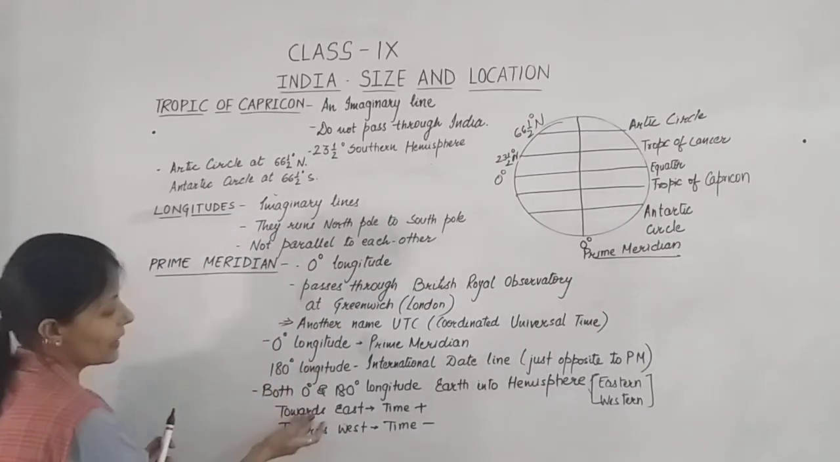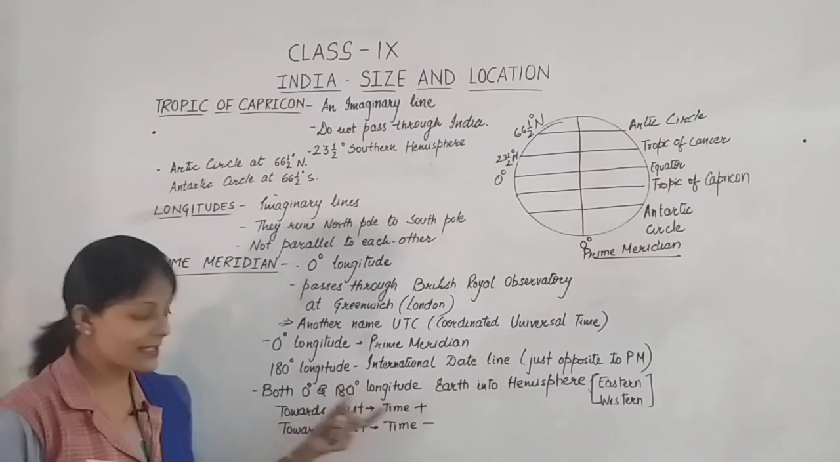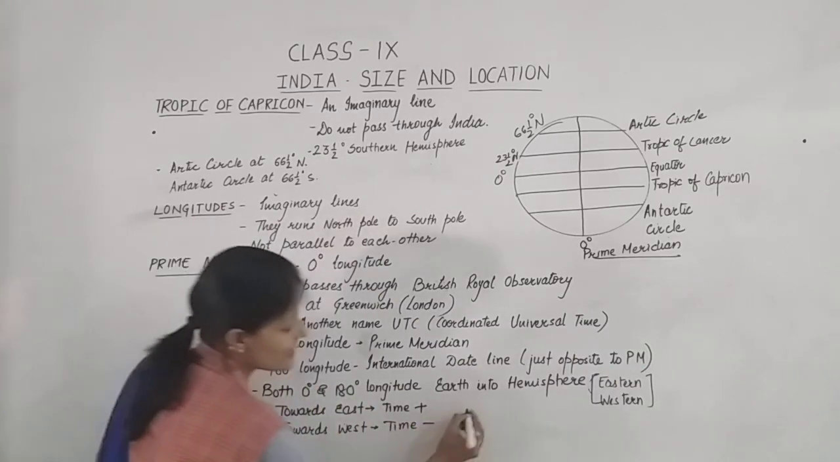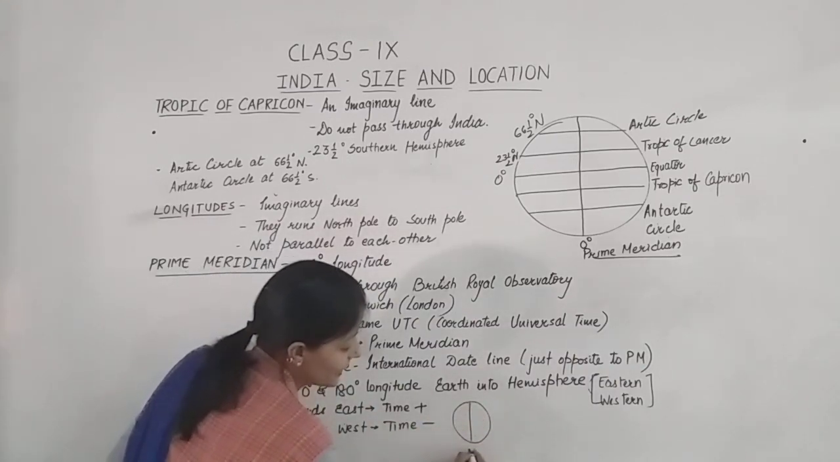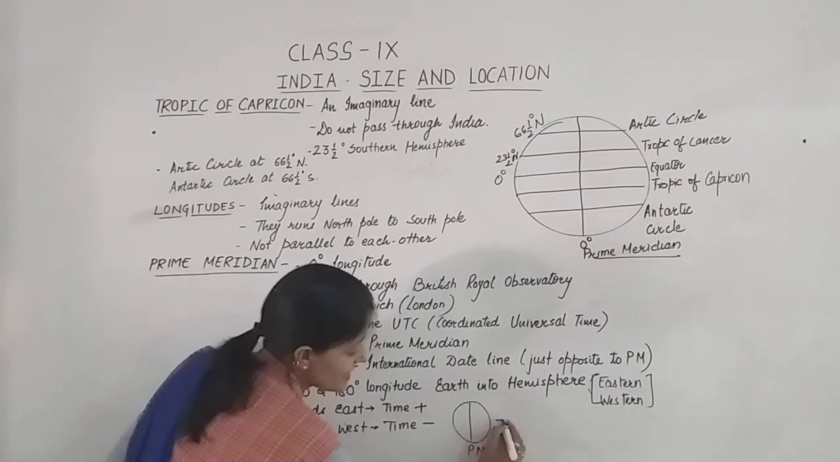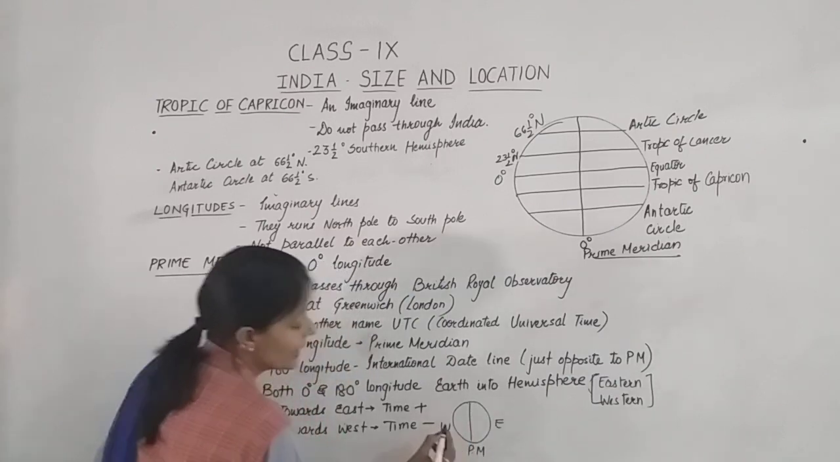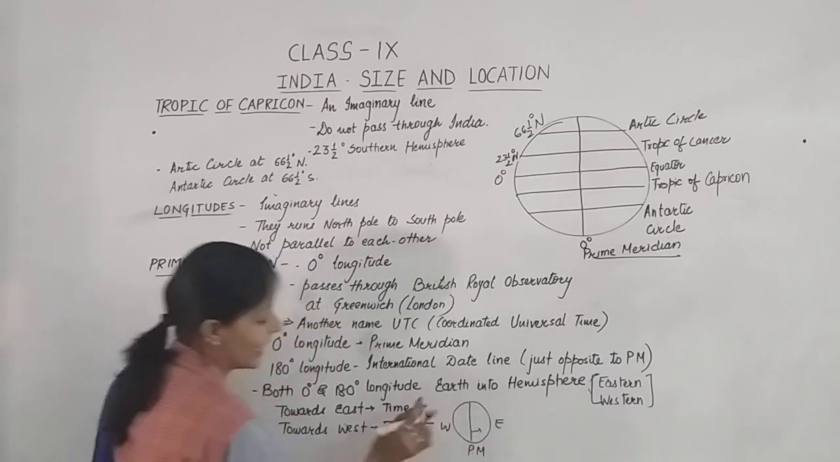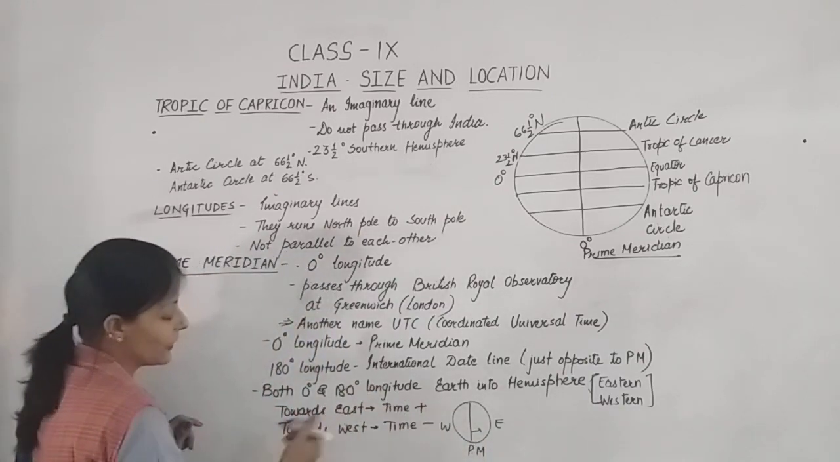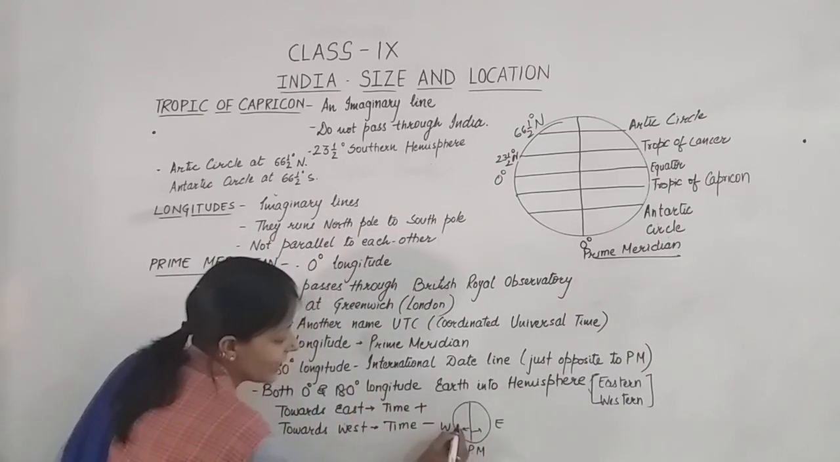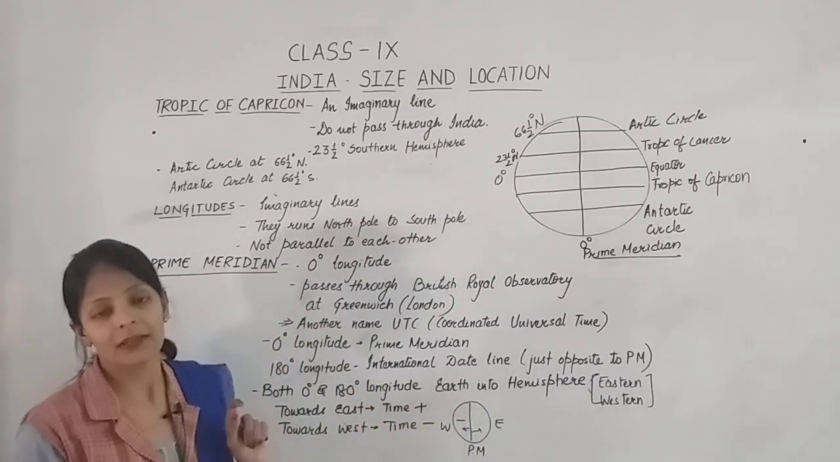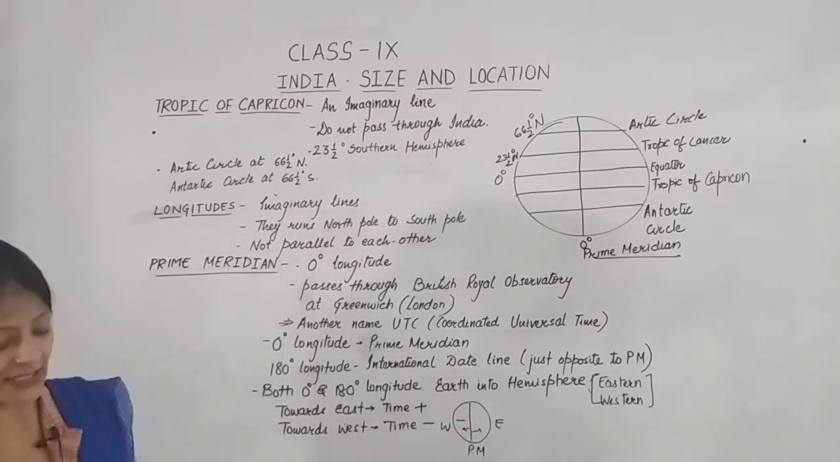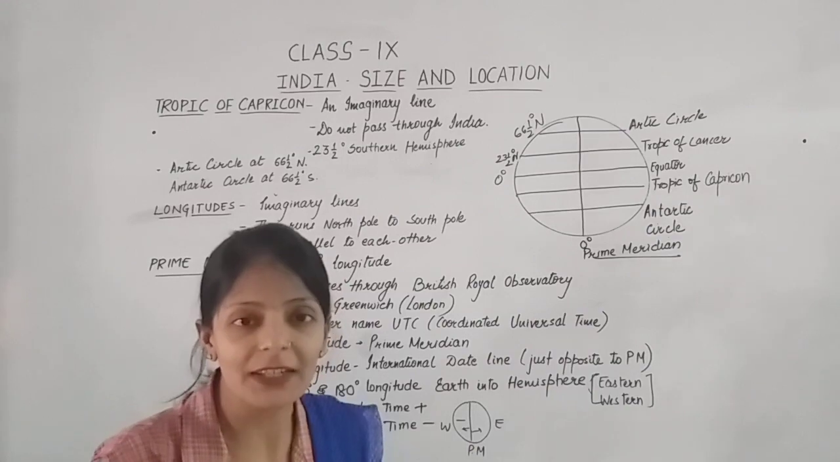Now if we move towards east, suppose this is PM, prime meridian, this is east, this is west. If we move towards east, then time is plus, and if we move towards west, then time is minus. I hope it's clear. All these things are the basic things of your first chapter.